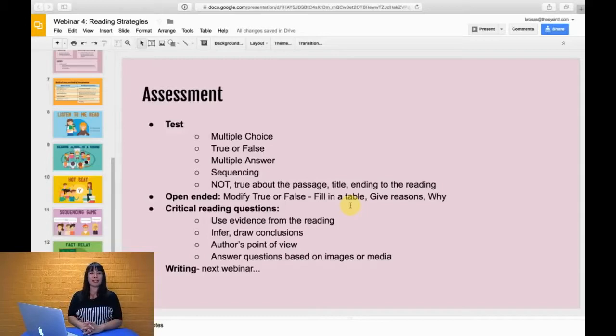So when we do assessment, we really want students to be tested on not just the simple types of questioning, but the higher level critical reading questions. After that, we always want them to do some kind of writing practice activity, take them through the writing process. Our next webinar is going to focus mainly on different types of writing activities and some of our favorites.